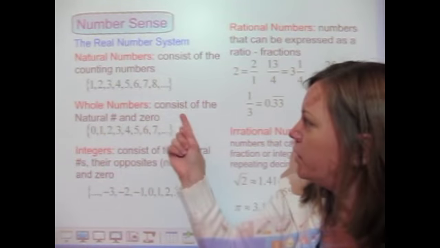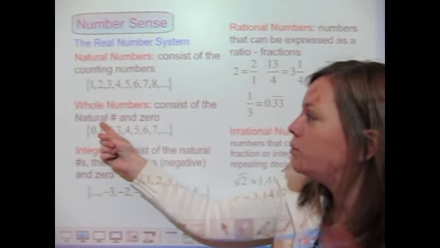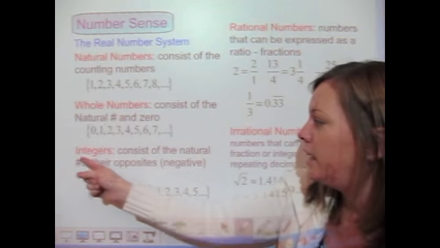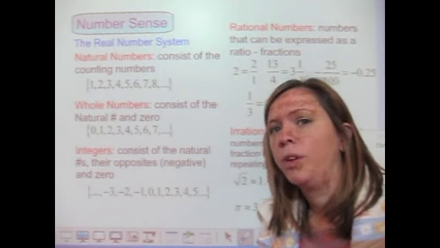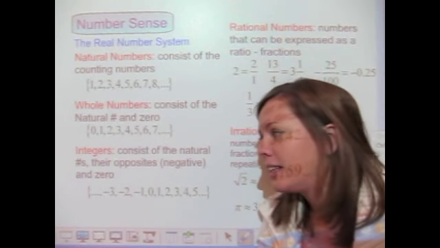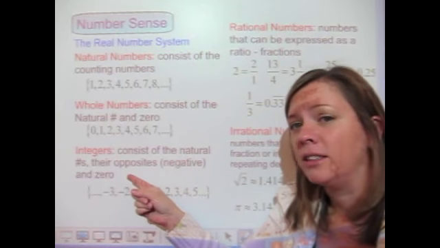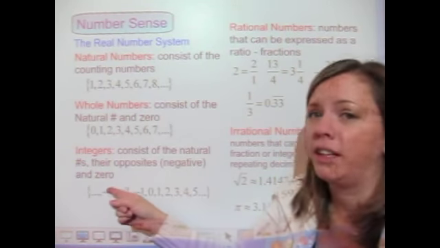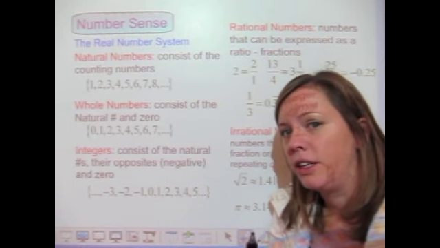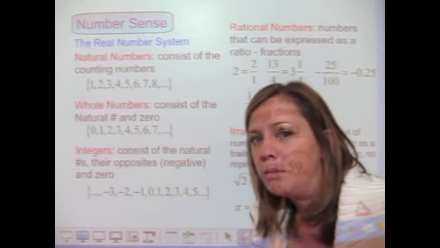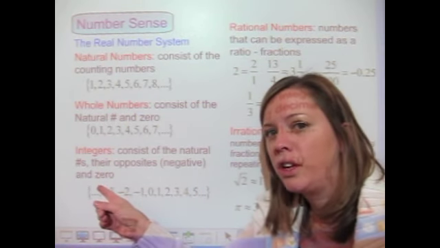Whole numbers, on the other hand, consist of all those natural numbers and the number 0. So those we consider whole numbers. Integers, these are the ones that we work with pretty much every day in math class. So those consist of the natural numbers and their opposites, and by that I mean their negatives, and of course 0. So -3, -2, -1, 0, 1, 2, 3, 4, 5, etc. What's missing from the integers?